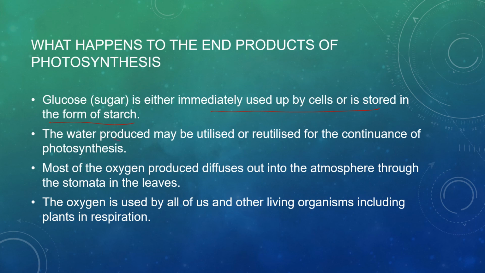The water that is produced may be utilized or reutilized for the continuance of photosynthesis. Most of the oxygen produced diffuses out of the cell to the atmosphere through the stomata in the leaves. The oxygen is used by all of us, all other living organisms, including in respiration. So these are mainly the end products of photosynthesis and how they are being used. This is in gist what I have told you.